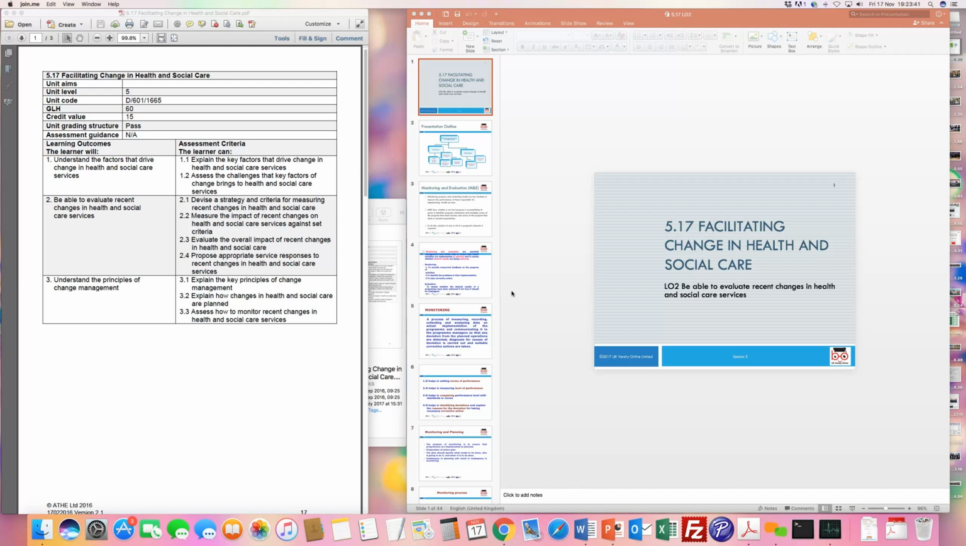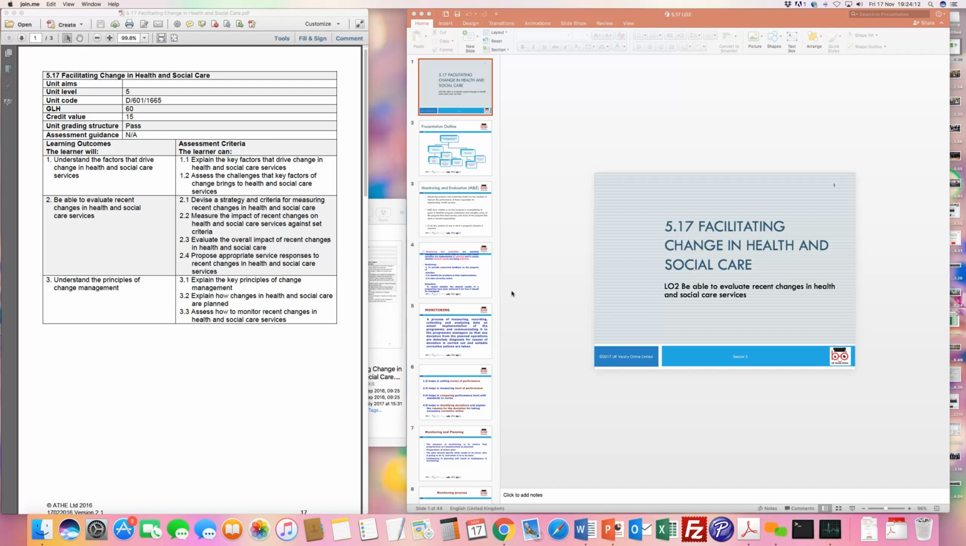So what we need to be able to do in the second part of learning outcome 2 is to come up and understand how monitoring and evaluation as a process works within this sector. And then from that aspect, what we need to be able to do is benchmark with regards to the frameworks which are employed to measure the overall impact of these changes which are happening in health and social care.